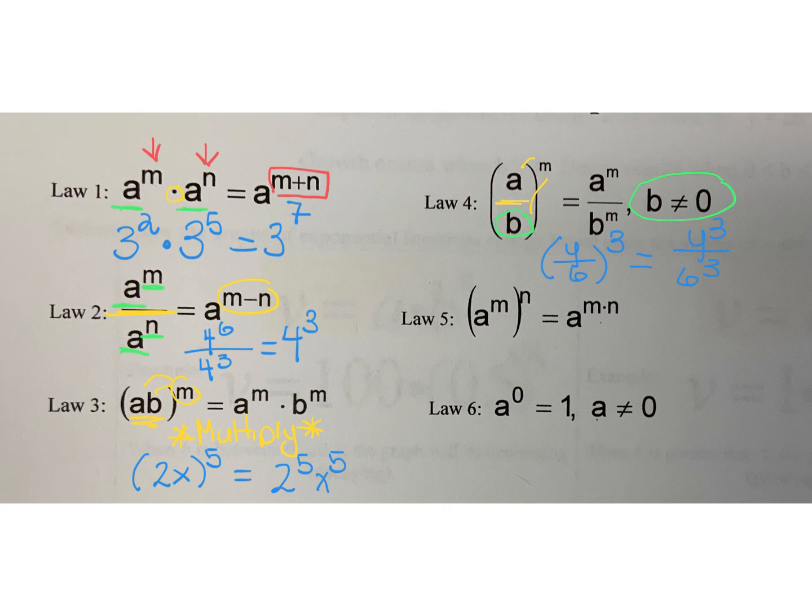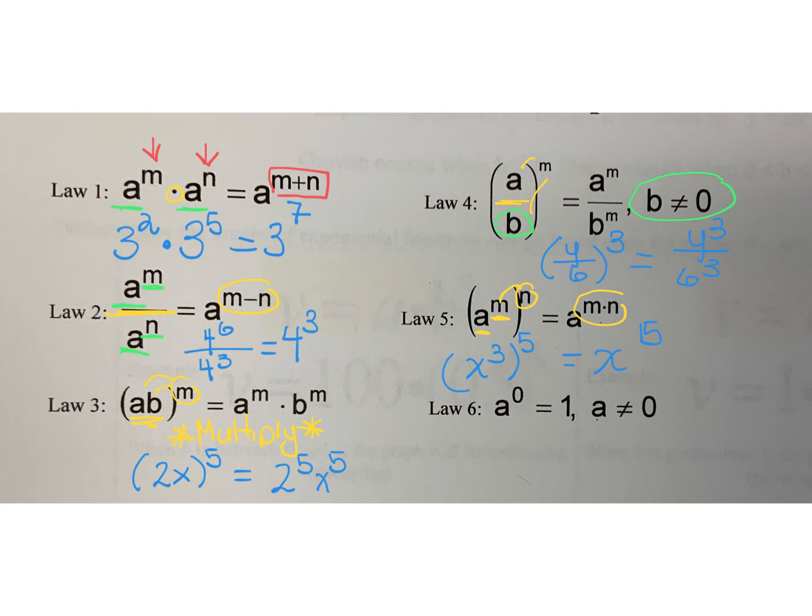The next law, if you have a base that already has a power, an exponent, and there's another exponent, you take these two exponents and you multiply them. So x to the third and then raised to the fifth, you multiply the 3 times the 5 and you get x to the 15th.